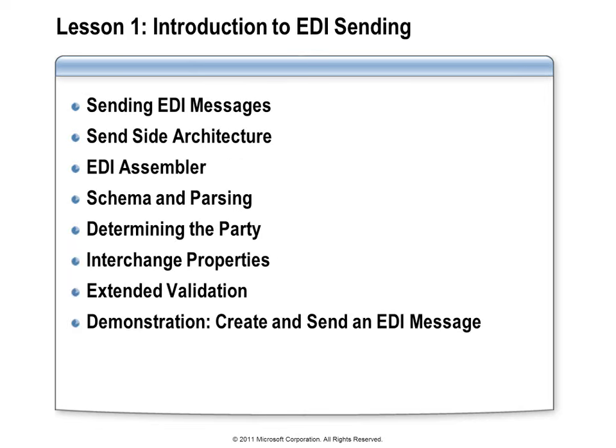As we look in the first lesson at the EDI sending capabilities, we'll understand how we send out those messages and the architecture that's involved in sending out those EDI messages. We'll talk about the EDI assembler and its role in using schemas and parsing those and serializing that information out, how the party is determined to figure out what transport settings, what particular protocol settings need to be used, and also the various interchange properties and extended validation that we can apply. Finally, we'll show a demonstration showing how to create and send an EDI message.